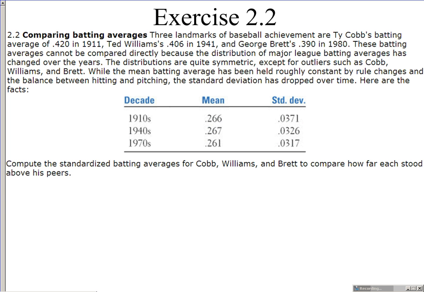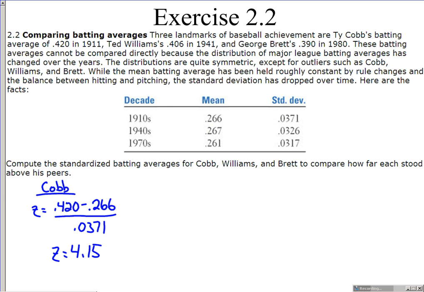So what we want to do is compute the standardized batting averages for Cobb, Williams, and Brett to compare how each stood compared to their peers. So let's start with Ty Cobb. We want to find the z-score for Ty Cobb. We're going to take his average, which was .420. We're going to subtract the mean for that period of time, which was .266. And we're going to divide by the standard deviation of 0.0371. Plug that into your calculator, you get a z-score of 4.15. So there's Ty Cobb.